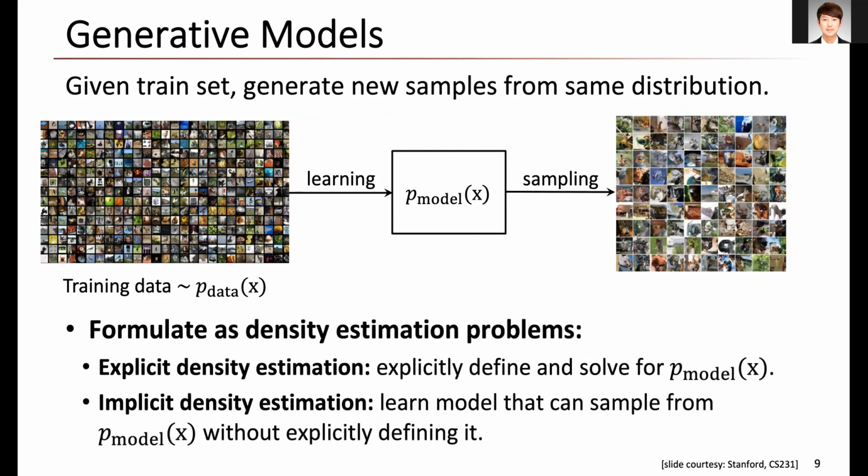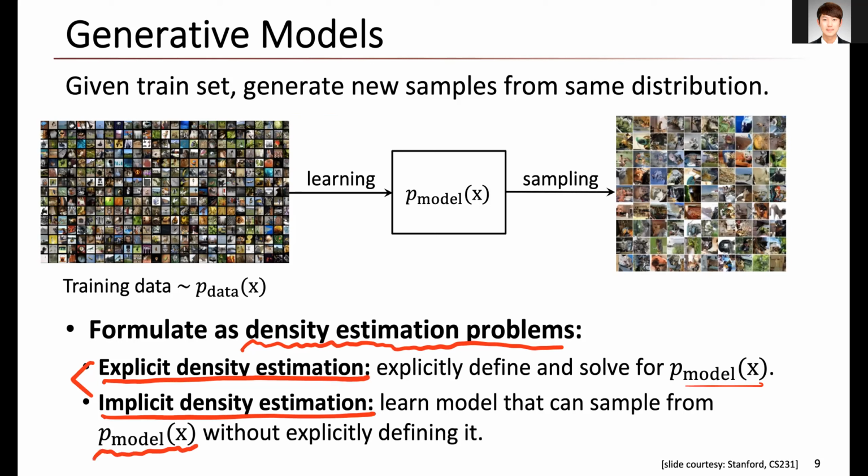But okay. So this kind of technique can be formulated as a density estimation problem. I mean, how to model the real data distribution. There are two kinds of techniques: explicit density estimation and implicit density estimation. Explicit density estimation explicitly defines and solves for P model X. In implicit density estimation, we learn a model that can sample from P model X without explicitly defining it.